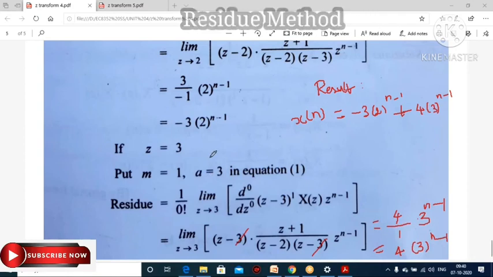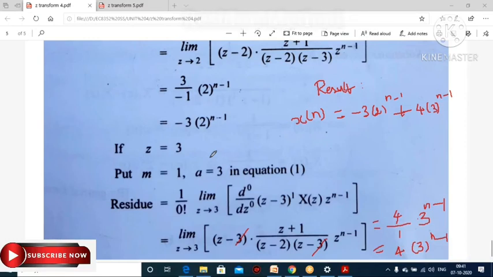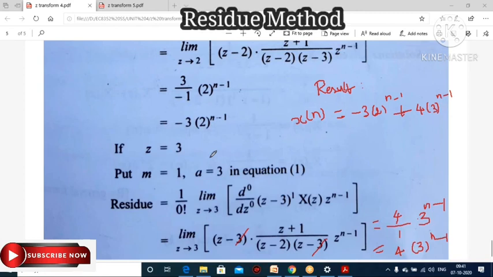Okay, am I clear? So the residue method is easy for you. Don't get confused in that. Right. So far, in the previous lecture we discussed the long division method and the partial fraction method to find the inverse z transform. In this lecture we learned how to find the inverse z transform by using the residue method. So here I conclude this topic. Next we move on to the second topic. If you have any doubt here.